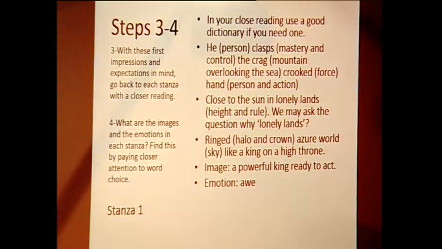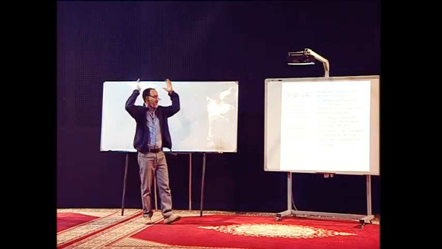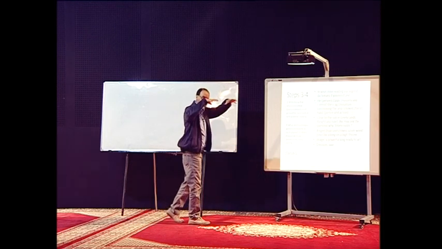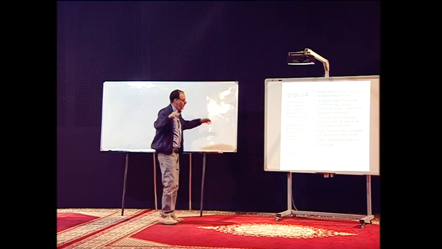Now, ringed with the sky, okay? It's as if the sky is the crown, the crown or the halo of this bird, which means it's like a king. This is an eagle wearing the sky as a crown, okay? Like a king on a high throne. The bird is perched very high on the mountain, close to the sun, and ringed with the sky, okay? This is like a king sitting on a high throne.